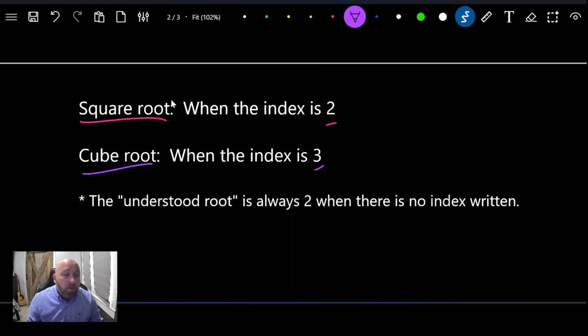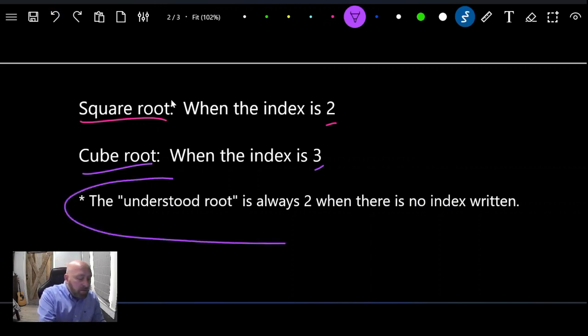And you might say, well, what is it when it's an index of 4? You just say the 4th root, or the 5th root, or the root of 5, something like that. The same thing with exponents, right? So x squared, x cubed, and then once it gets to a 4, you just say x to the 4th. Same thing with radicals. We would say square root, cube root, and then 4th root. That's how that works, okay?